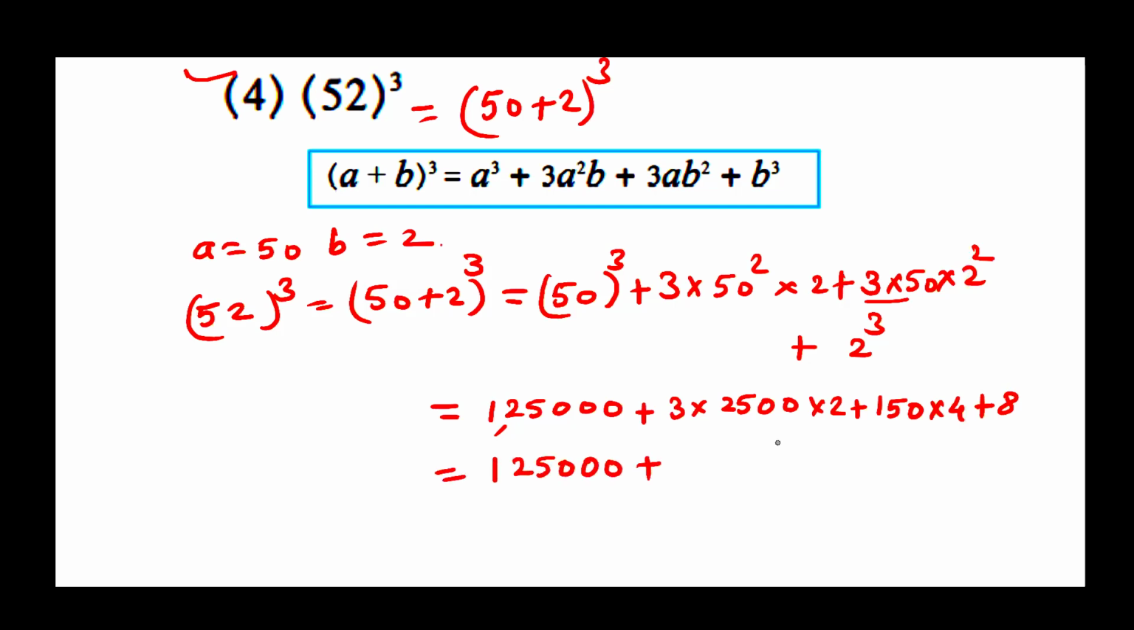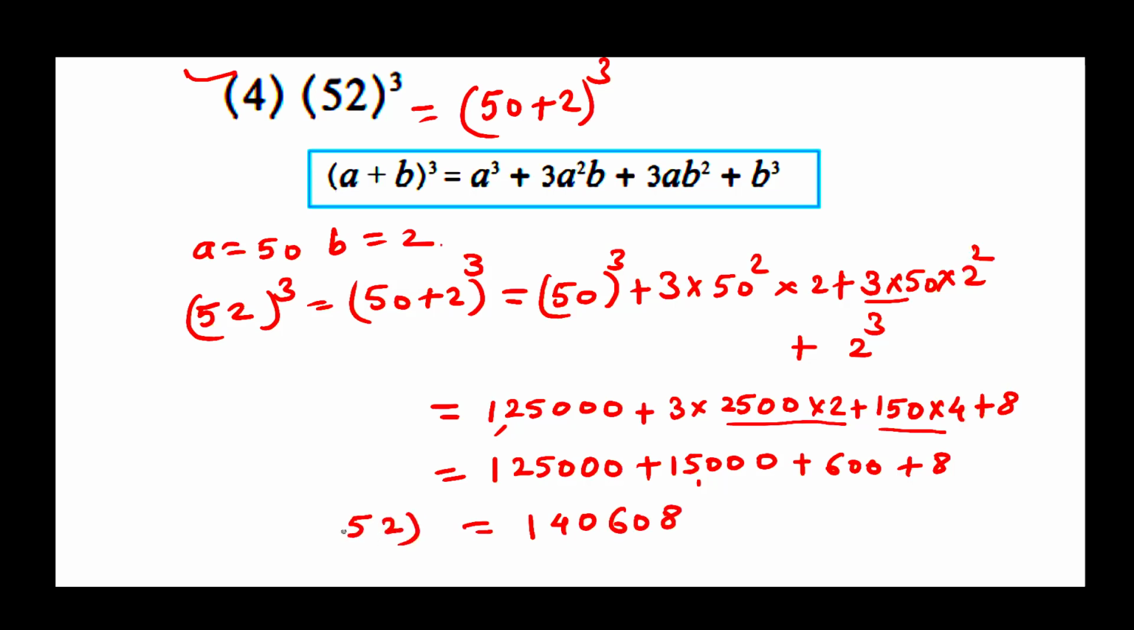1,25,000 plus 2,500 multiplied by 2 means 5,000, multiplied by 3 is 15,000, plus 150 multiplied by 4 is 600, plus 8. We get 1,40,608. Therefore, 52 cube is equal to 1,40,608.